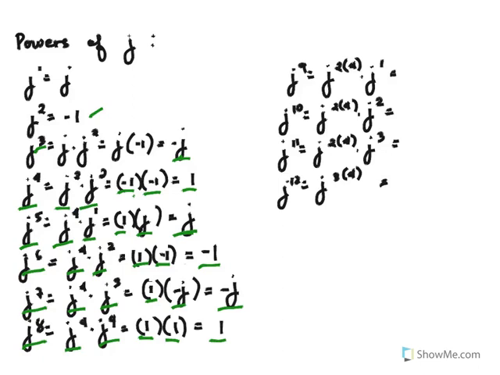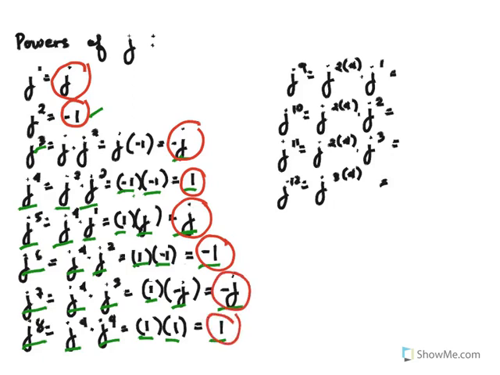No? So may pattern, lumalabas yung mga values, starting with J to the 1, J squared, J cubed, and J to the 4th. So the values are J, -1, -J, and 1. For J to the 5th, J to the 6th, J to the 7th, and J to the 8th, you also have J, -1, -J, and 1. And so, for J to the 9, 10, 11, and 12, we can predict that the simplified values of these powers of J will also be J, -1, -J, and 1.